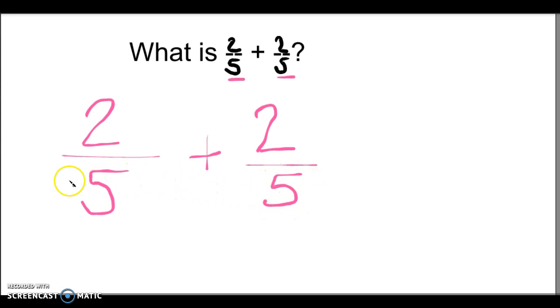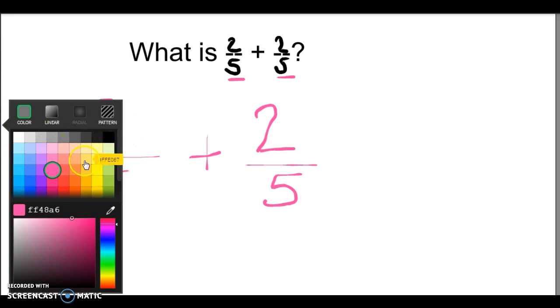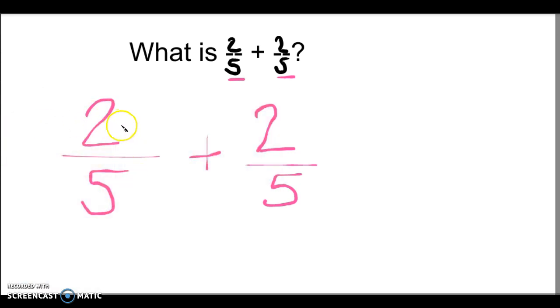It's only one step. Okay, so I'm going to take the numerators. Let's pick a nice different color here. I'm going to take a look at the numerators, 2 and 2. I'm going to add those together. Okay, so 2 plus 2 is 4.